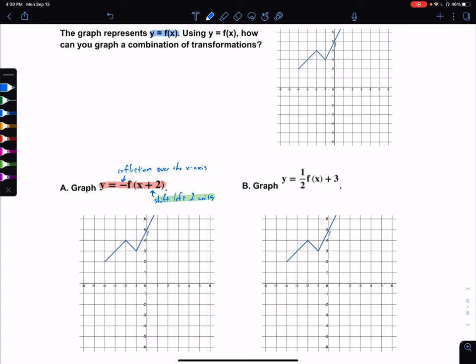So all I'm going to do is take any point. I'm going to pick this point here. Anywhere there's a change of direction, really. So I'm going to take this point here, and I'm going to move it 2 places to the left. Same thing with this one. We're going to move these 2 places to the left.